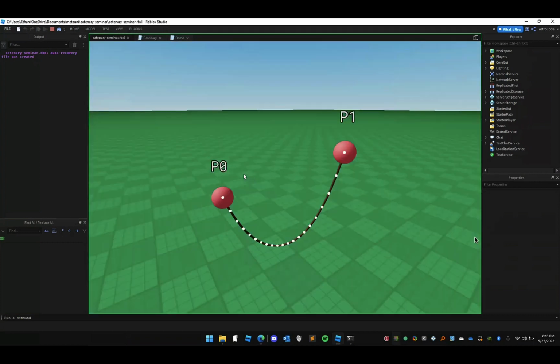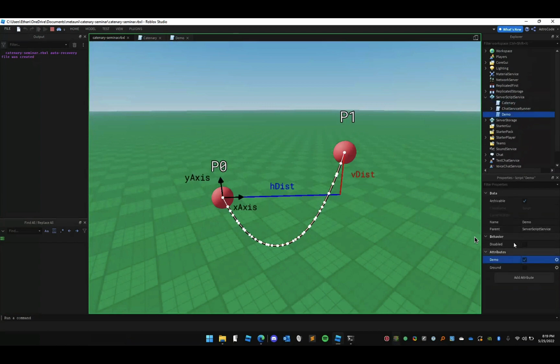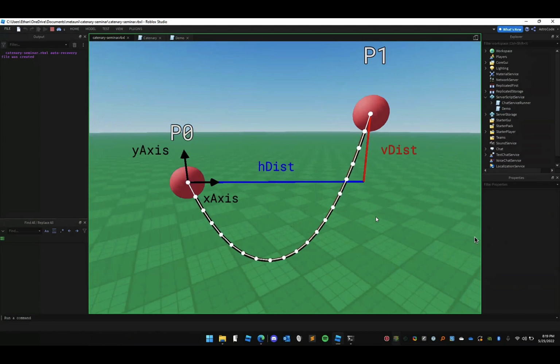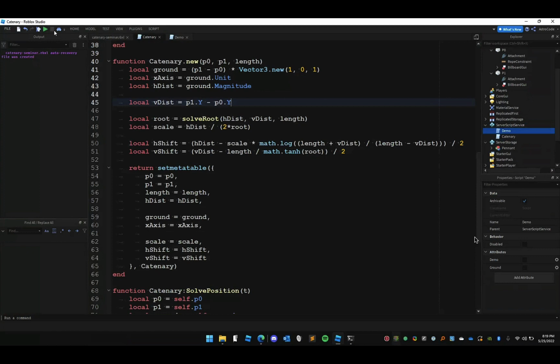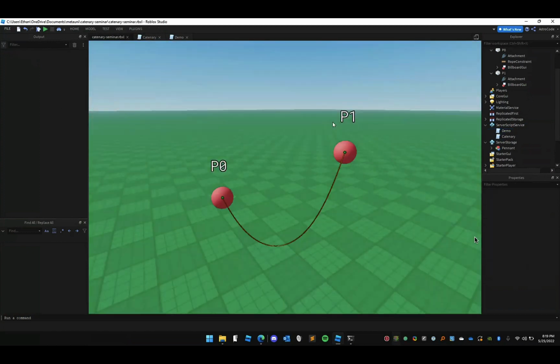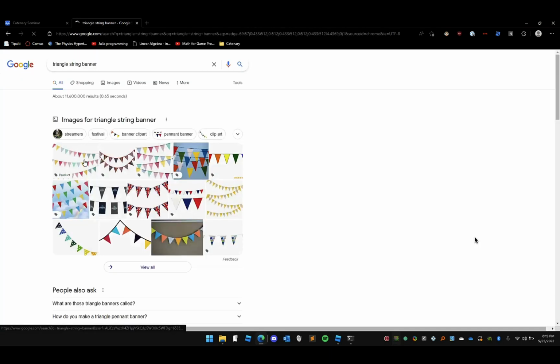All right, very good. The only difference between what I'm showing in the demo and what we've just done is that the demo has them equally spaced. We have 10 minutes left, so let's get into an application. The application I was thinking of is, have you ever seen those triangle wedges? Let me just look up a photo. Triangle string banner. Yeah, these things.